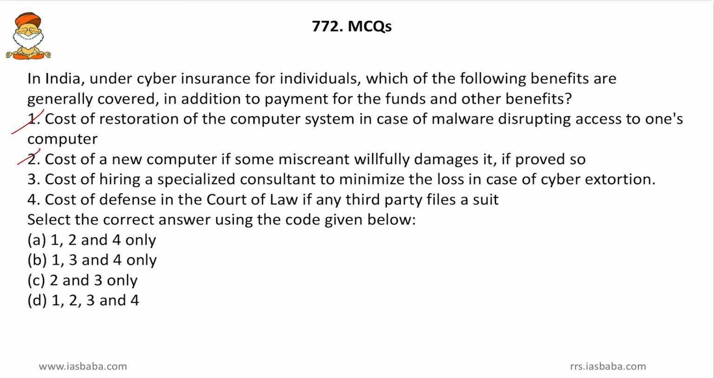So this cyber extortion belongs to the banking system, and if there are any technical glitches, then the bank insurance company will pay you for that. So 3 cannot be an option. Then cost of defense in the court of law if any third party files a suit. Yes friends, if your car is met with an accident, the insurance will pay you even the legal expenses. So friends, 1, 2 and 4 can be the options, that is option A is the correct one here. So this is all about today's guesswork.